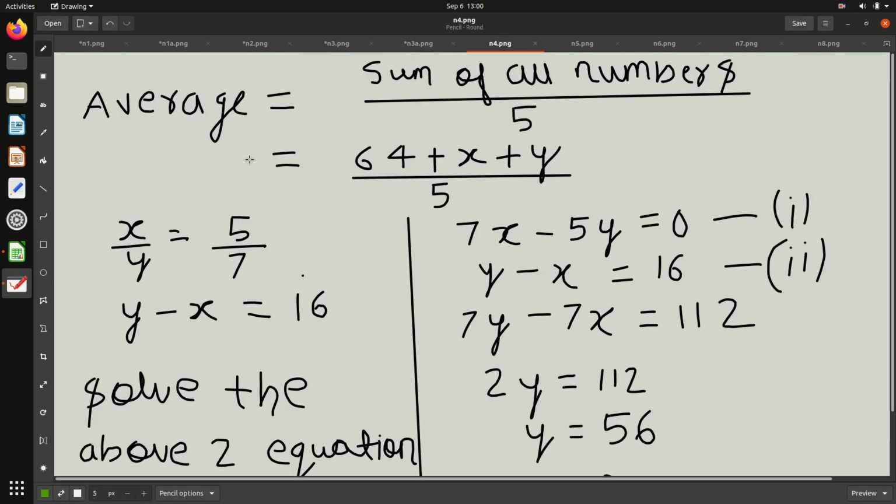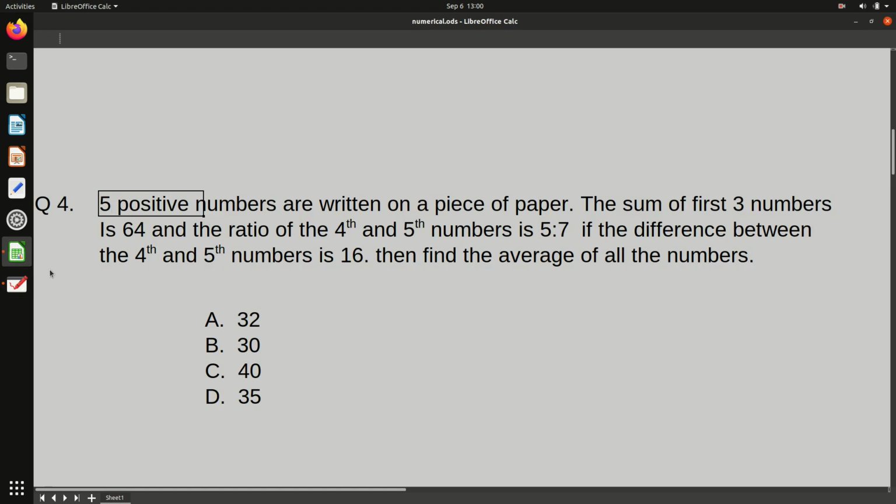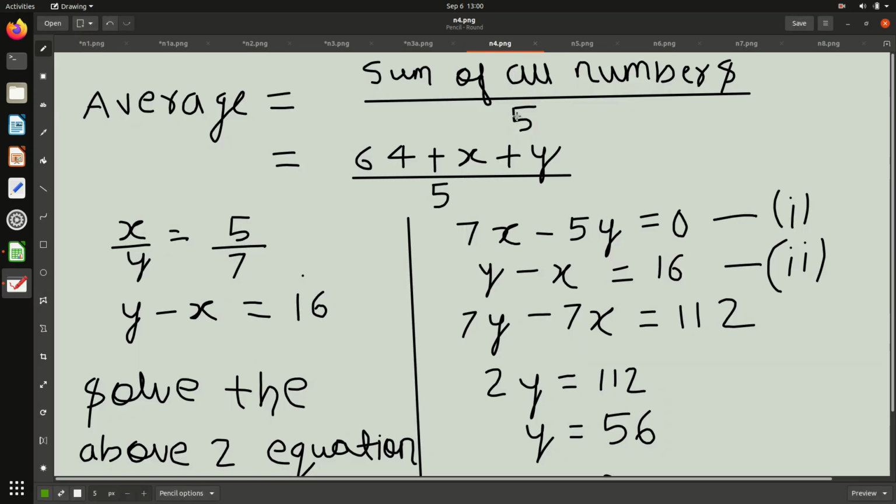So we know, whenever you have to find the average, in the numerator you will be writing the sum of all the numbers, and the denominator will be how many numbers there are. In this case there are 5 numbers, so the denominator will be 5, and the numerator will be the sum of all 5 numbers: first number plus second number plus third number up to the 5th number. So we have to find the sum of all 5 numbers in the numerator.